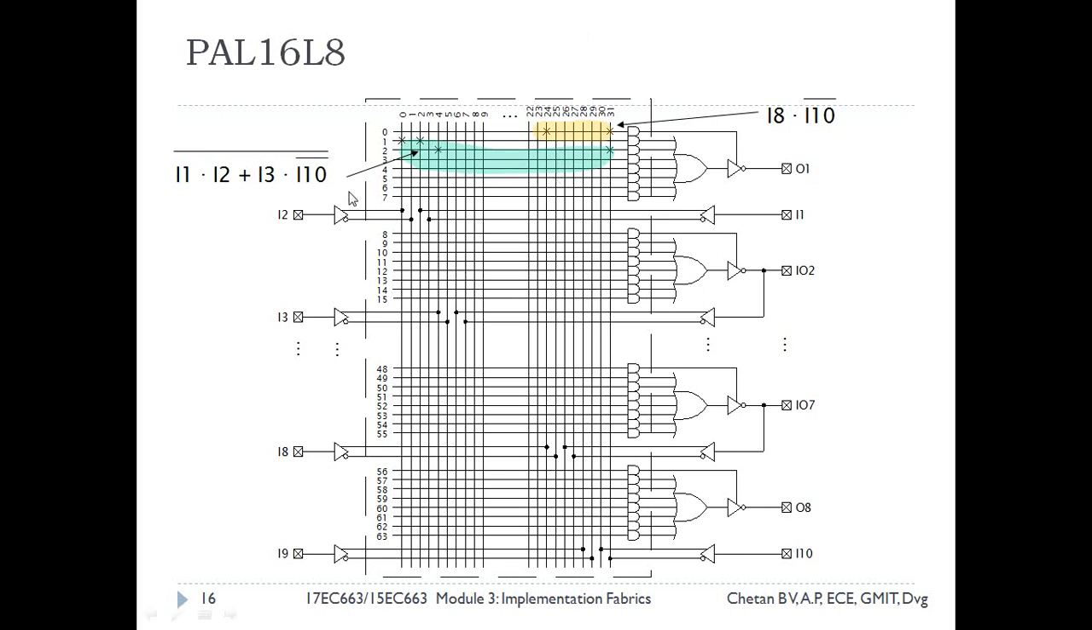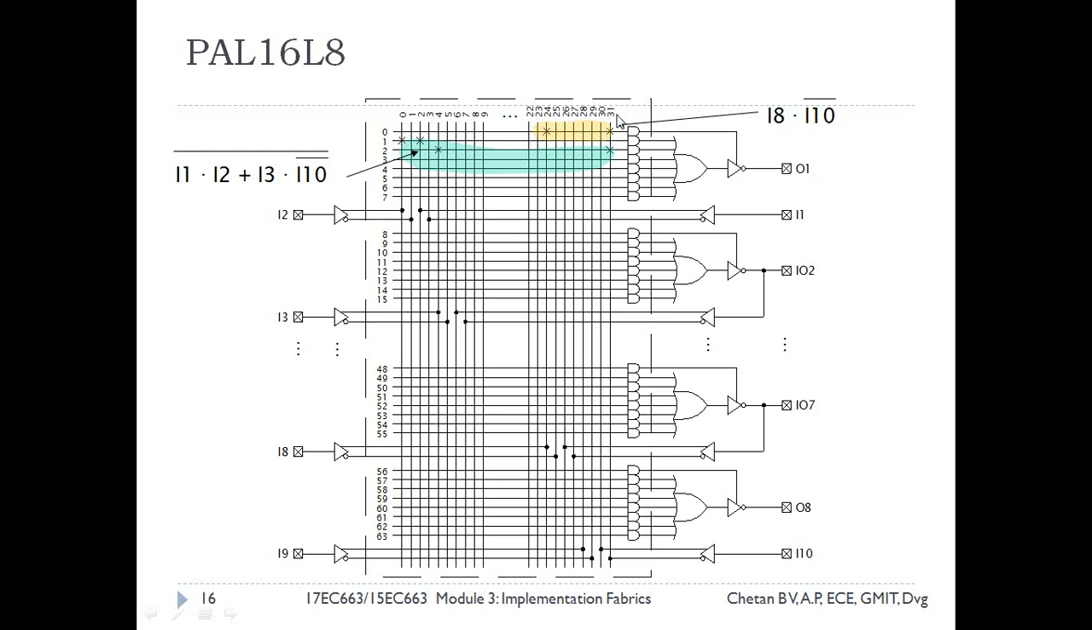Therefore, the intersections where the fuses are present are connected, that is the vertical and horizontal lines are connected. The intersections where fuses are absent are not connected. The vertical and horizontal lines are not connected with each other. In this structure, there are fuses in the first horizontal line, that is horizontal line 0. We have fuses at line number 24 and line number 31.